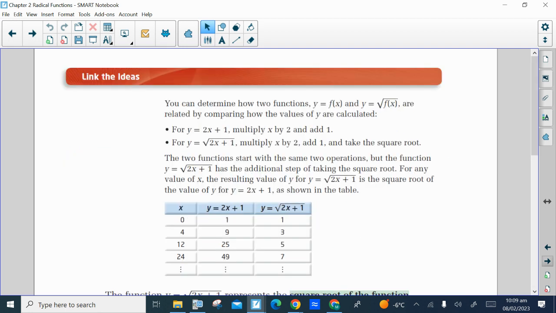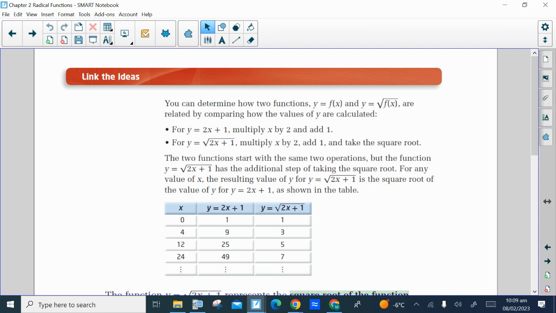So we can determine how two functions y equals f at x and y equals the root of f at x are related by comparing how the values of y are calculated. So if you start with the function y equals 2x plus 1, you can see the table of values here for some specific values of x. When x is 0, 2 times 0 is 0, plus 1 is 1, 2 times 4 is 8, plus 1 is 9, and so on. So those will give you the values for y equals 2x plus 1.